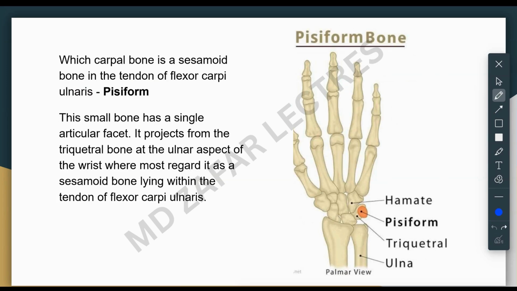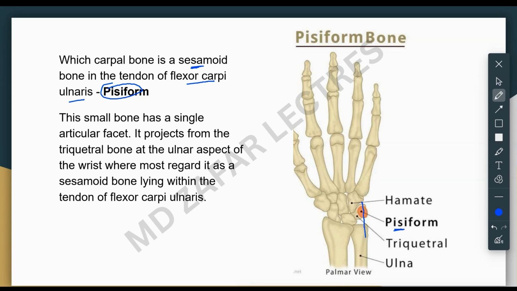So next up, which carpal bone is a sesamoid bone present in the tendon of the flexor carpi ulnaris? We have the pisiform. So here pisiform is one of the bones present on the medial aspect of the proximal row, and it is present in the tendon of the flexor carpi ulnaris as it passes from this area.